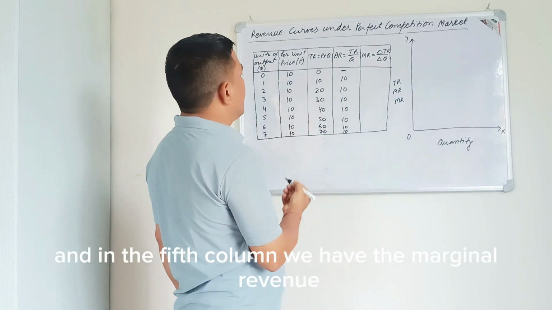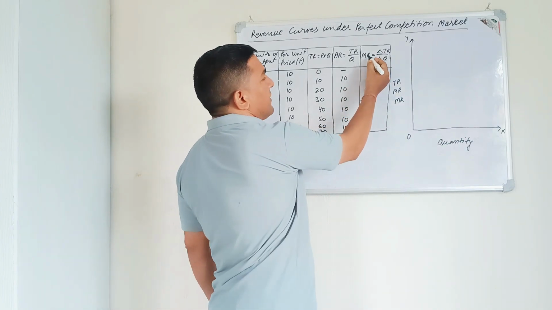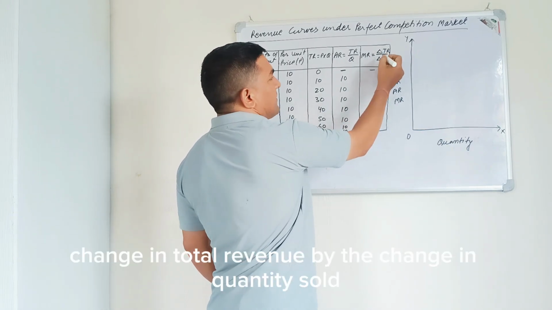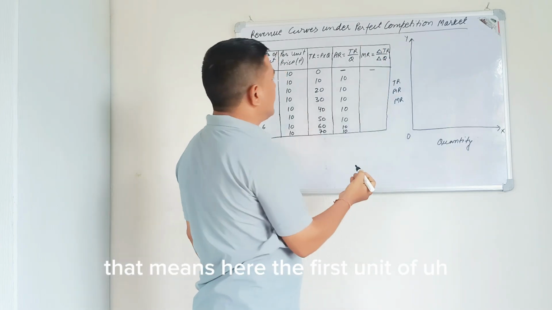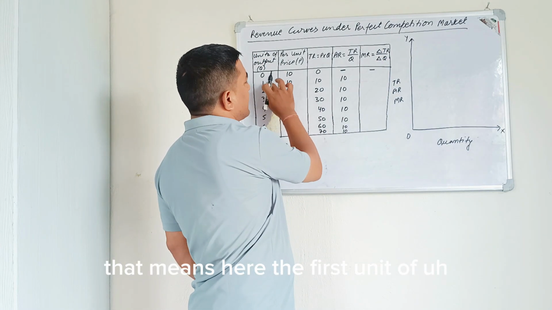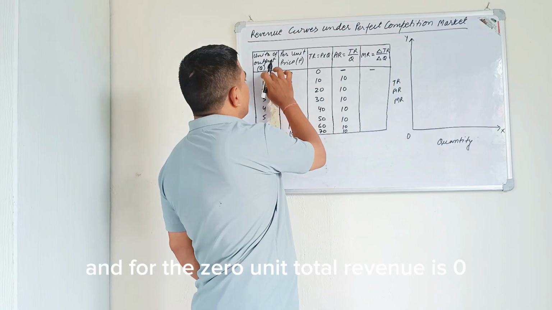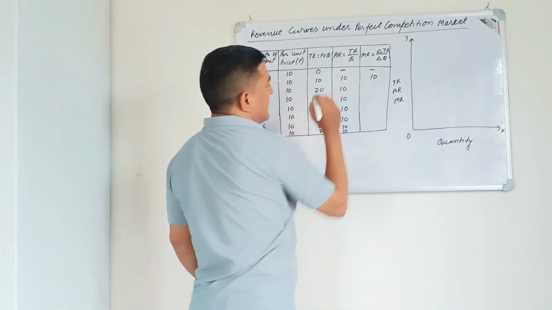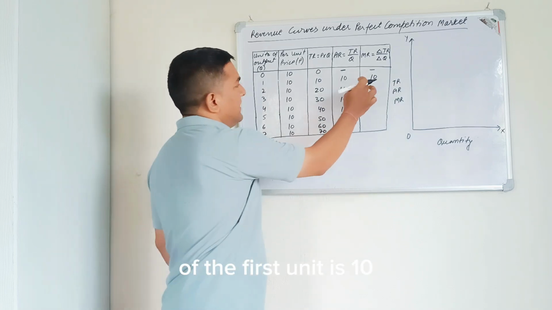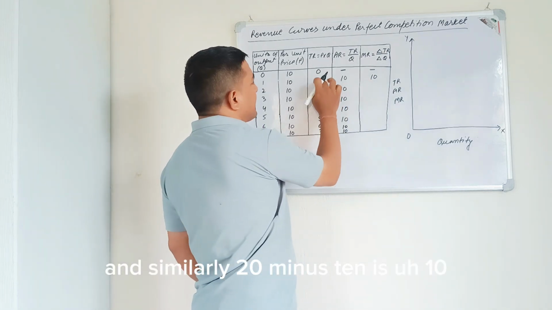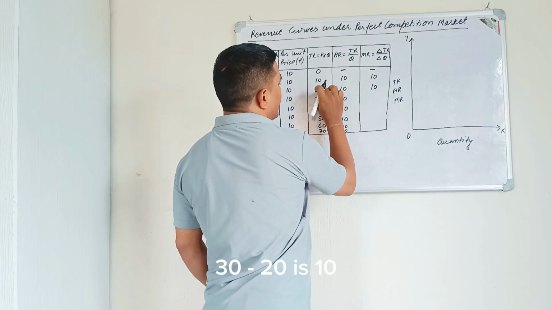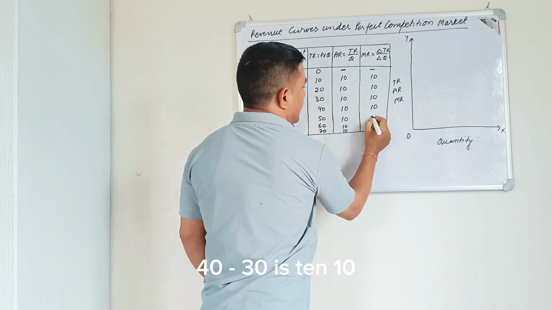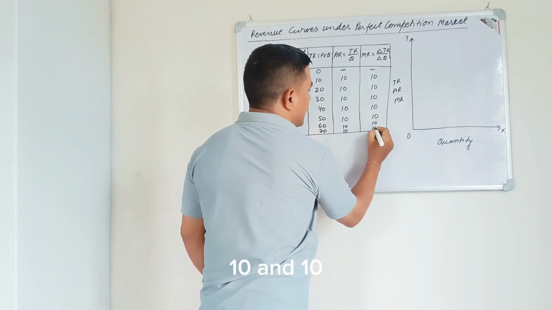And in the fifth column, we have the marginal revenue. Marginal revenue is obtained by dividing the change in total revenue by the change in quantity sold. That means here the first unit of total revenue is 10, and for the 0 unit total revenue is 0. So 10 minus 0 is 10. That means the marginal revenue of the first unit is 10, and similarly 20 minus 10 is 10, 30 minus 20 is 10, 40 minus 30 is 10, 10, 10, and 10.